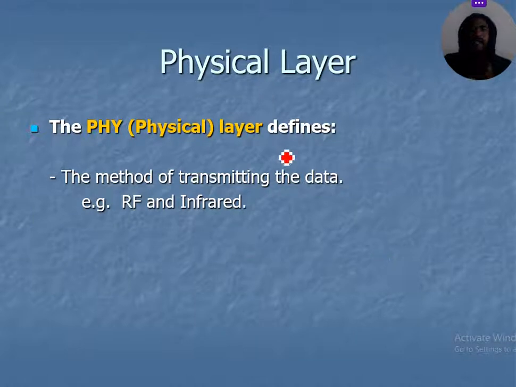The IEEE 802.11 standard is defined across the physical layer by looking at the method of transmitting the data. In the physical layer, we holistically look at the method by which we can transmit the data. One of the methods for transmitting data is the RF, radio frequency method, and the infrared method of transmitting radio signals, or wireless signals.